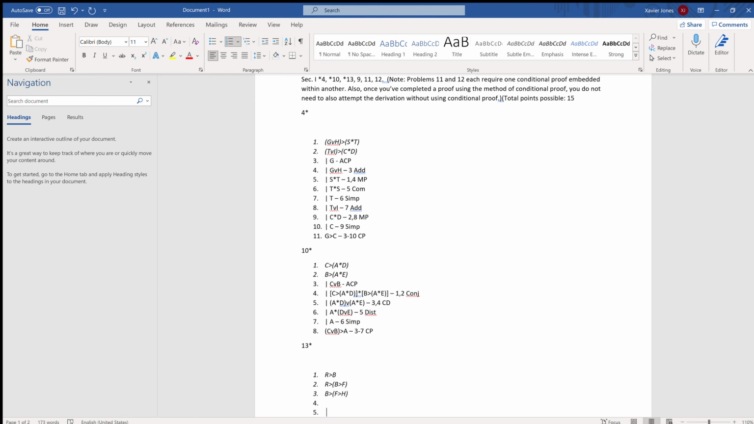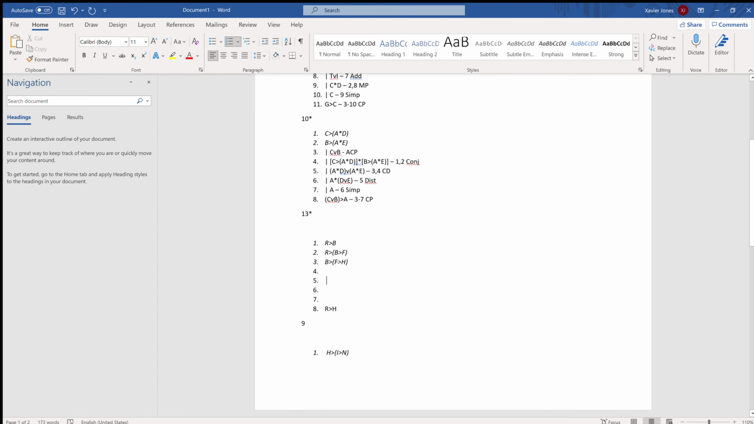Okay. So if R then B, and if R then B then F, so there might be some association involved here. Let's see. Is that the association? Nope. Not association. What is this? Exportation. Right. No. It's not exportation. Or is it exportation? No, it is exportation. My bad. R and H. So we have if R then B, if R then B then F, and if B then F then H. So exportation is probably going to be a good friend of ours.